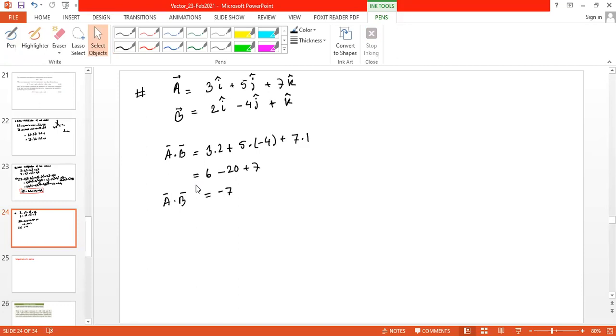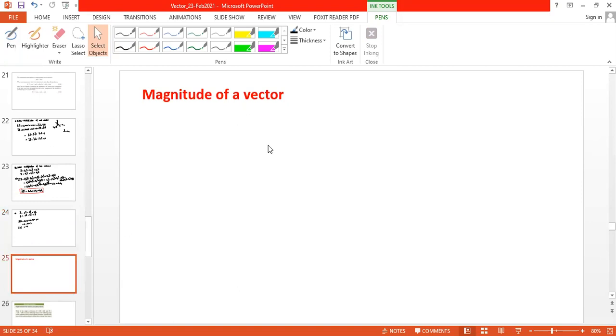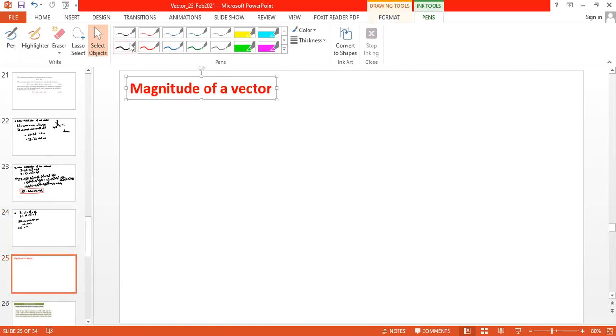Now I will use this idea to find the magnitude of a vector. So now I want to see how to find the magnitude of a vector. Let's say I have a vector like this.